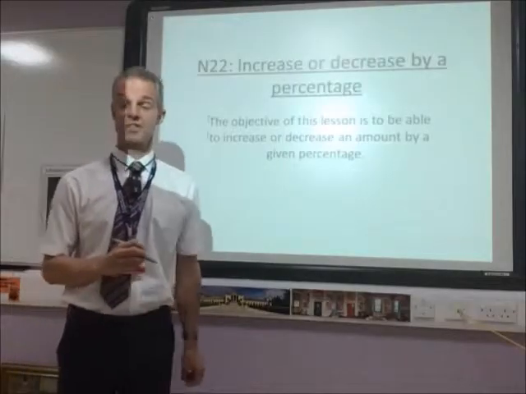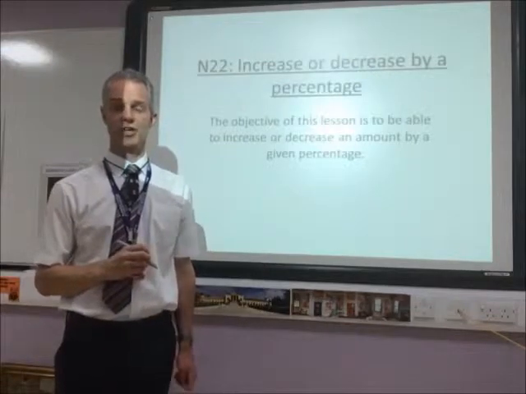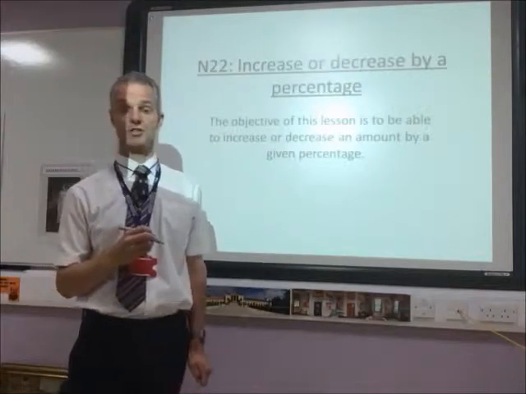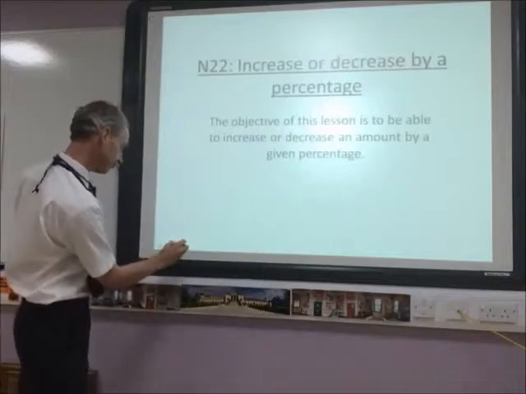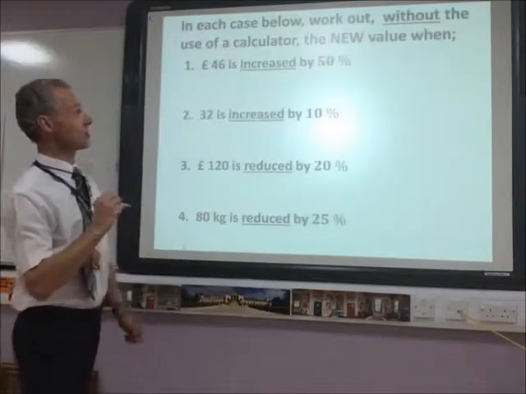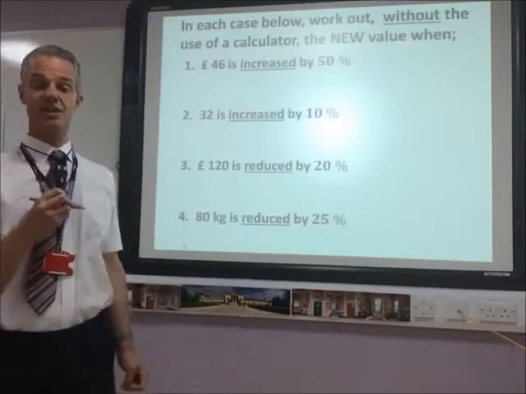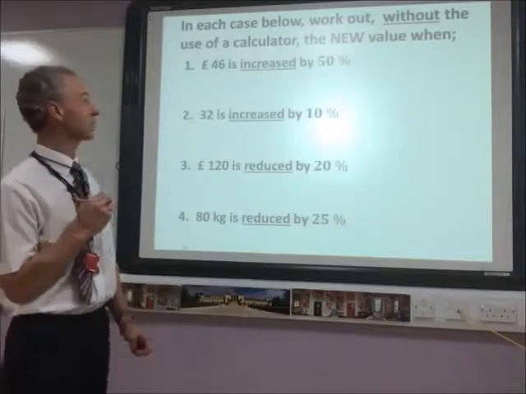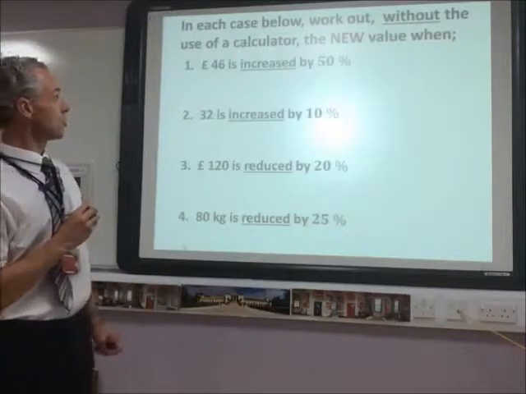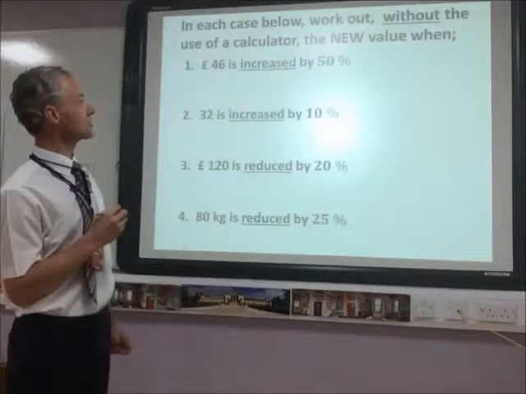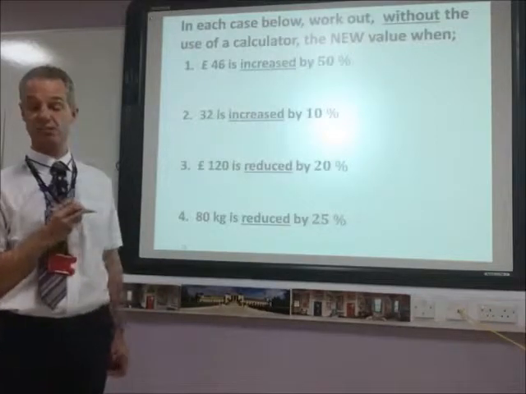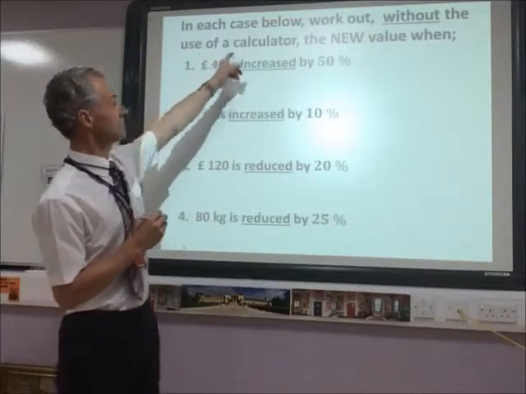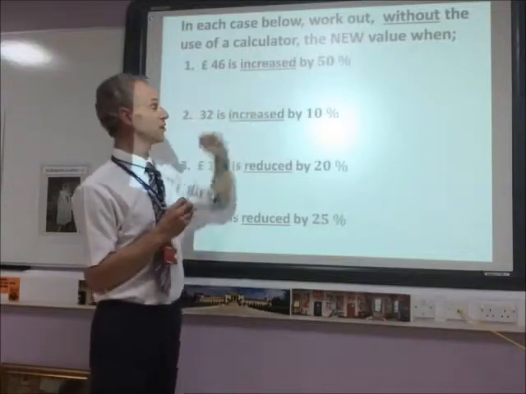Okay, so the objective of this lesson is to be able to work out how to increase or decrease an amount by a given percentage. So here are the questions that we're going to have a go at, and in this case it's without using a calculator. So question number one, we're looking at £46 increased by 50%, and be careful here, look at the question, it does say we need to find out what the new value is.